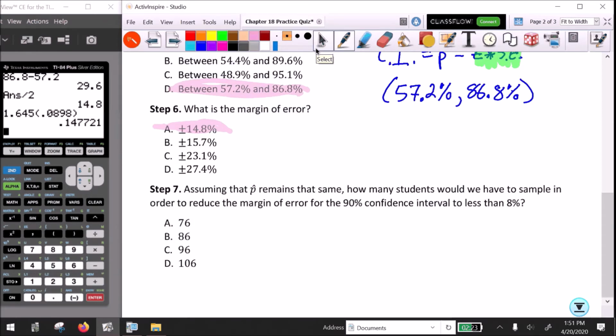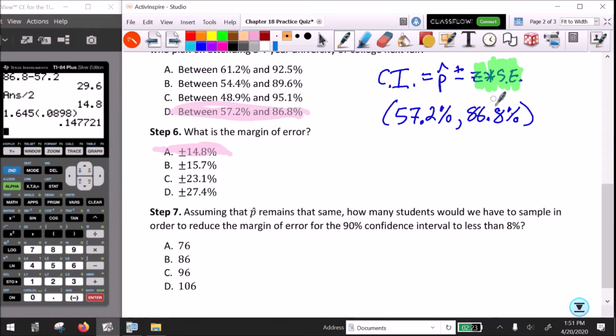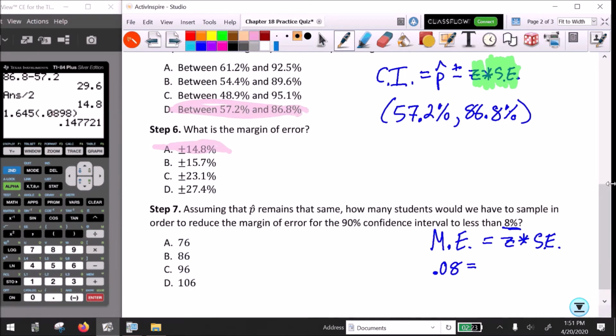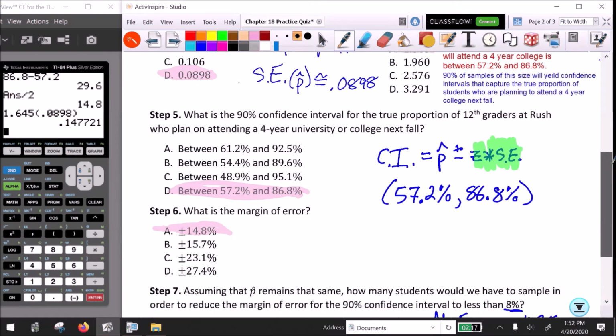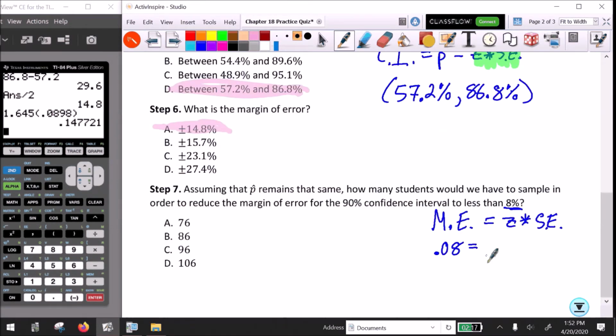So what we're going to do, we can do this two ways. We're going to start out first by just thinking about what is margin of error. Well, it's this green thing right here. So the margin of error is equal to the z-score multiplied by the standard error. In this case, we want our margin of error to be 8%, so I'm going to set my margin of error to be 8%. And we know the z-score associated with a 90% confidence interval is 1.645. So I'm going to set that at 1.645.